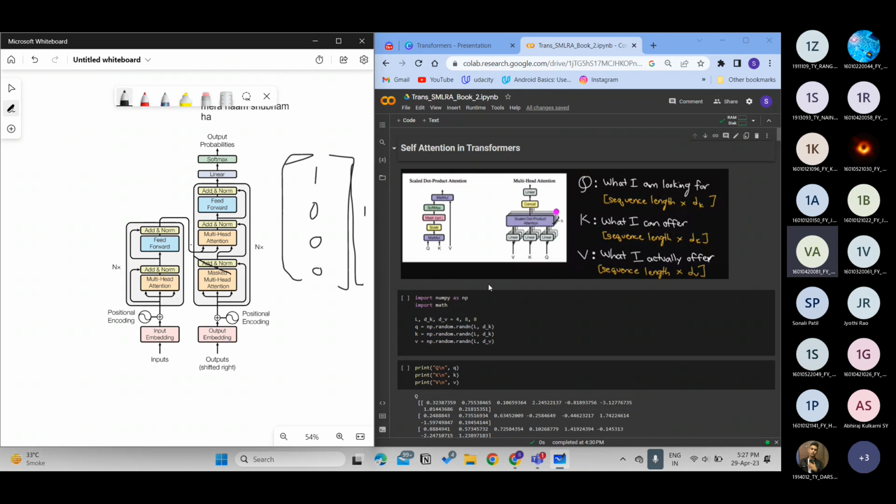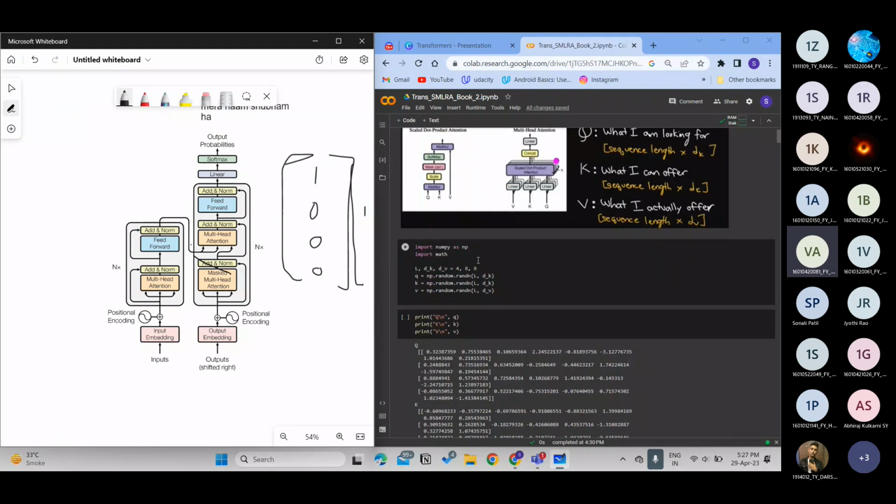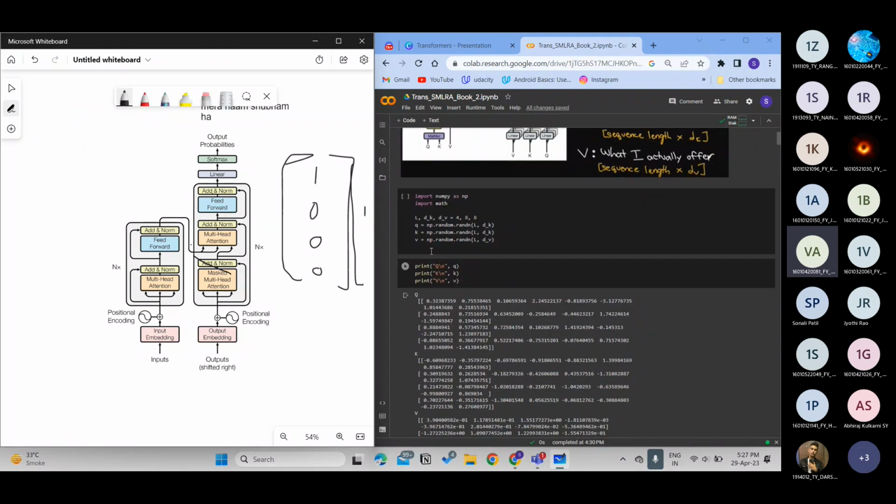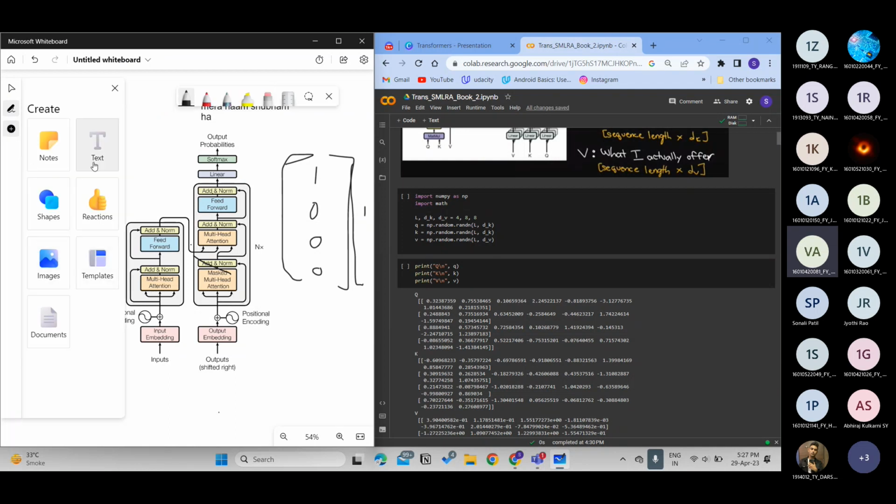Now see what multi-head attention does. Multi-head attention has 3 things in it: Q, K, V. Q is the query, what I am looking for. K is the key, what I can offer you. And V is the value, what is actually offered.